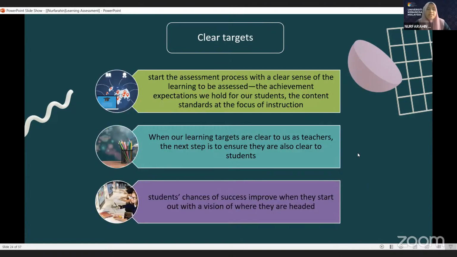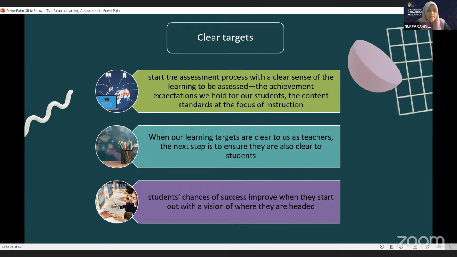Now, next slide. The second key feature of a quality classroom assessment is to have a clear target. Now the teacher should start the assessment with a clear sense of the learning to be assessed, the achievement expectations we hold for our students, and the content standards at the focus of instruction. Meaning that the assessment should be designed according to the achievement expectations, as well as the standards that we have in our national documents.